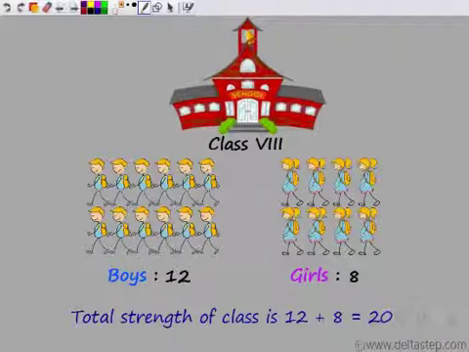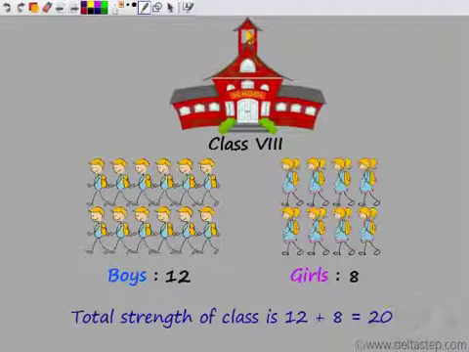There's a school in which class 8th has 12 boys and 8 girls. So the total strength of the class is 12 boys plus 8 girls. That is 12 plus 8, which is 20. So the total number of students in class 8th is 20, out of which 12 are boys and 8 are girls.